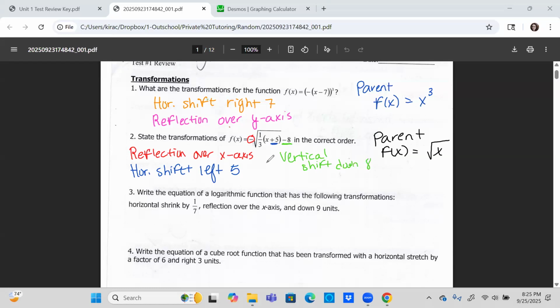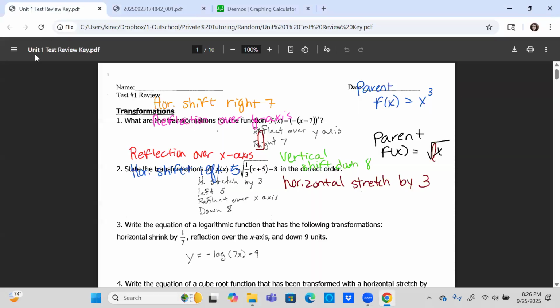down 8. And then when you have a multiplication factor on the inside, so this 1/3, see how it's inside with the x, that is a horizontal dilation, and you do the reciprocal of it. So that's going to be a horizontal stretch, I believe, by 3. You do the reciprocal. So that was 1/3, I did 3. That's the trickiest one. I'm going to pop to the answer key, see if I got that right. Yes.